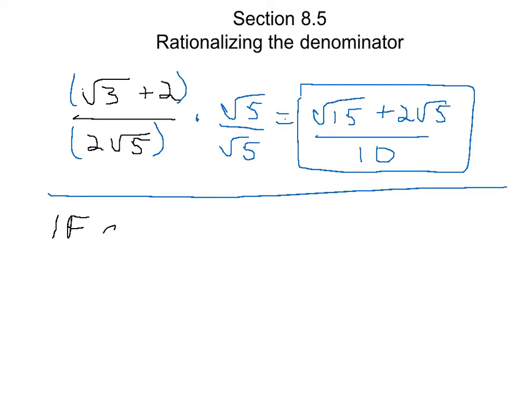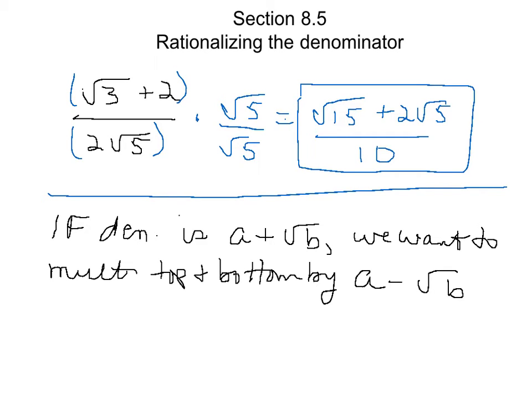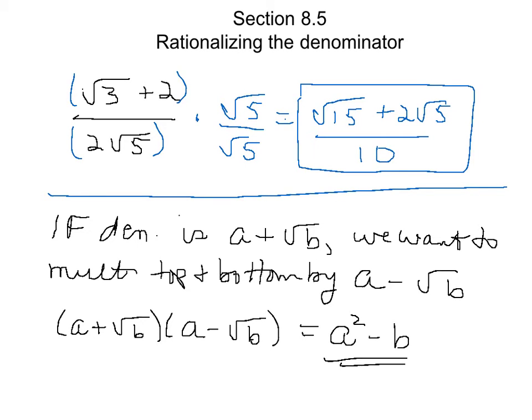So if the denominator is something like a plus the square root of b, we're going to want to multiply top and bottom by a minus the square root of b. The reason for that is if you take a plus the square root of b times a minus the square root of b, what you get when you multiply them is a squared minus b. And there is no radical there. So that's the trick.